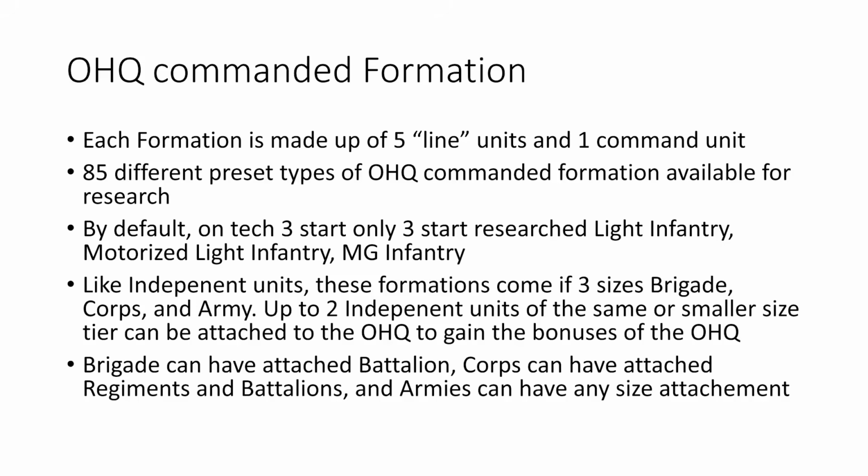Like independent units, these formations come in 3 sizes: brigade, corps, and army, and up to 2 independent units of the same size or smaller size tier can be attached to the OHQ to gain the bonuses of the OHQ, assuming they stay close enough to the command unit. Brigade can have attached battalions, corps can have attached regiments and battalions, and armies can have any size attachment.